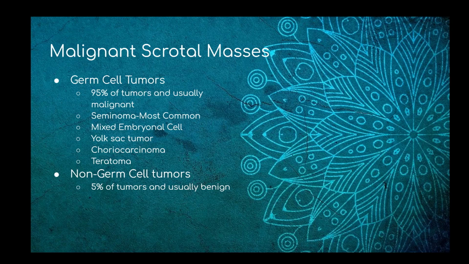And then they'll do CTs to check for lymph nodes and if it metastasized anywhere, anything like that. But again, if we see anything in the testicle, it's assumed cancer right away and they'll remove it. The most common germ cell tumor is the seminoma. And then we also have mixed embryonal cell, yolk sac tumors, choriocarcinomas, and teratomas that can pop up as well. But pretty much if you see anything in the testicle, it's most likely a seminoma.